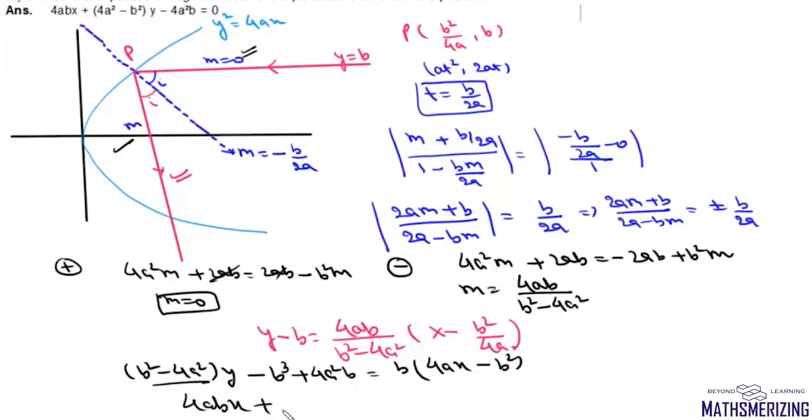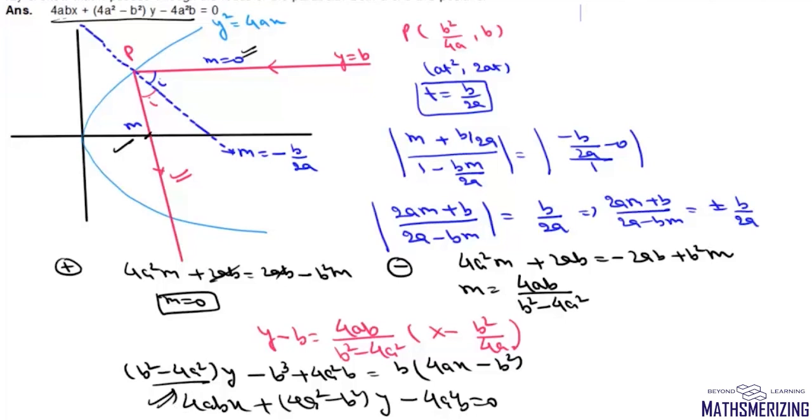We'll take it on the right hand side. It'll be plus 4a square minus b square y. B cube will cancel, and minus 4a square b equals 0. And that is the equation of the reflected ray. Now we need to show that this reflected ray will pass through the focus of this parabola.